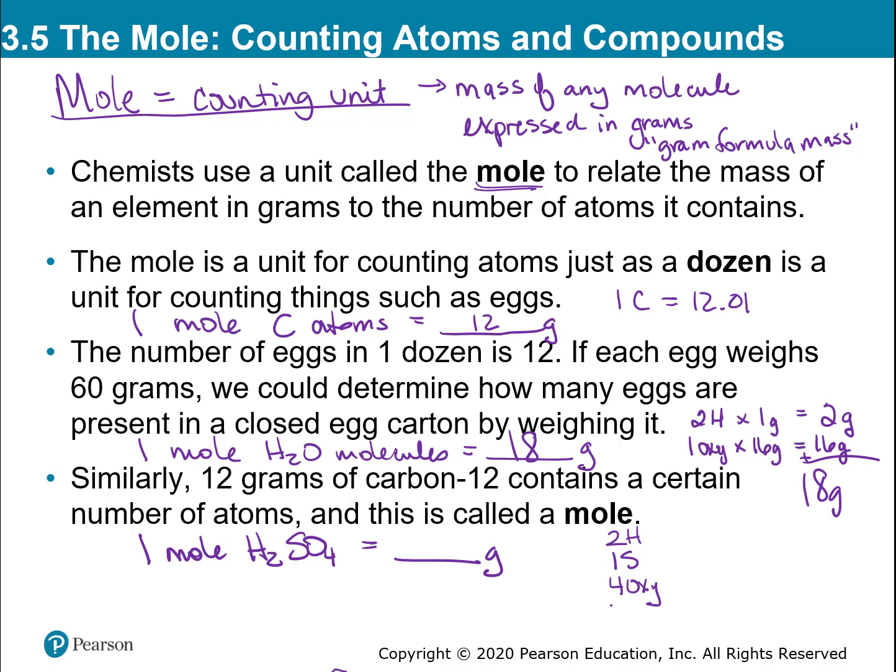How much does each hydrogen weigh? 1. Look on your periodic table. The number underneath the symbol, 1.008, round it to a whole number. So that's going to be times 1. Sulfur, how much does sulfur weigh? 32 grams. How much does each oxygen weigh? 16. Does everybody see where I'm getting those numbers?